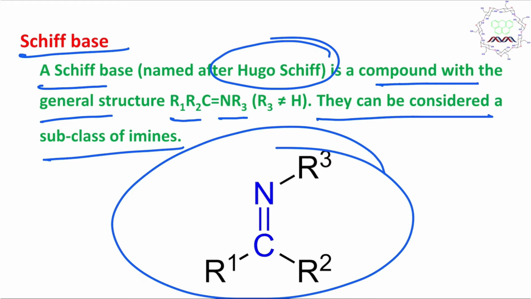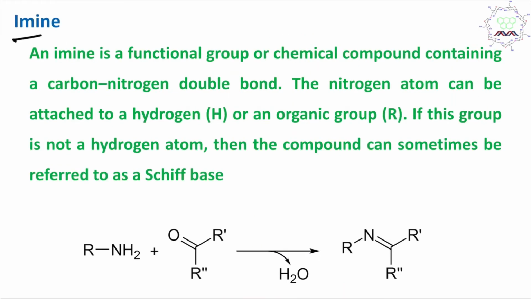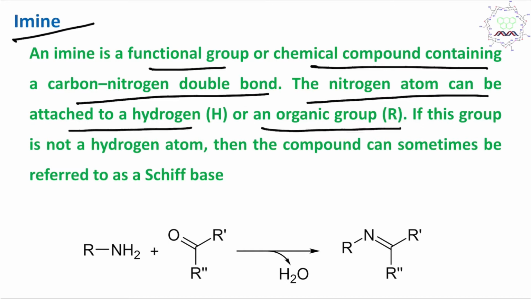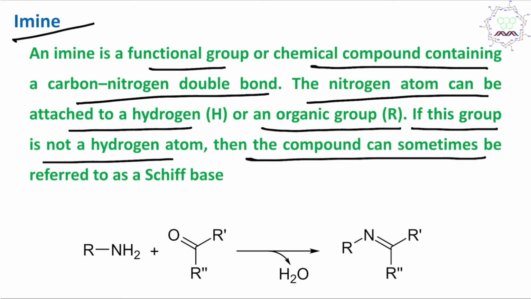Since they are a subclass of imine, let's learn what imine actually is, then the concept will be clear. An imine is a functional group or chemical compound containing a carbon-nitrogen double bond. The nitrogen atom can be attached to either hydrogen or an organic group. If this group is not a hydrogen atom, then this compound is sometimes referred to as a Schiff Base. So now you get the difference.